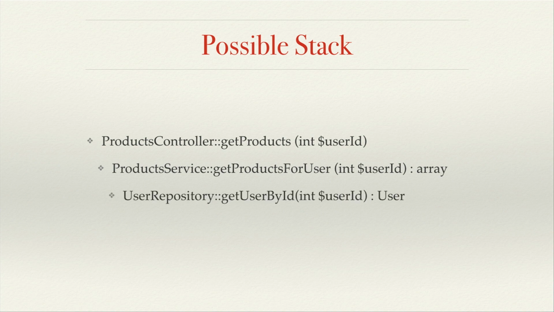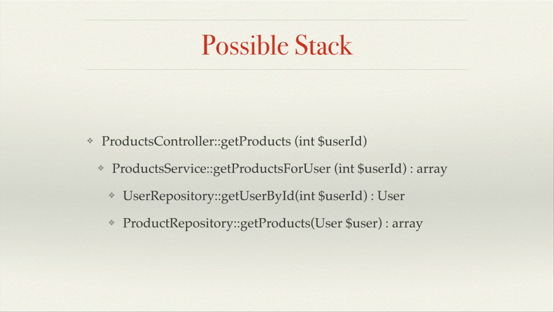So below the service, we might have a user repository that will allow me to retrieve the user by ID, right? Because here I'm just passing a user ID, and so I might want to retrieve the user by ID to get an actual user object right here. Right next to this call, I can call a product repository getProducts method to which I can pass that user object. Could be one way to do it. And then that getProducts method on the repository will return the array, which will then get returned here, and which will be returned by the getProducts. I should have put colon array here as well.